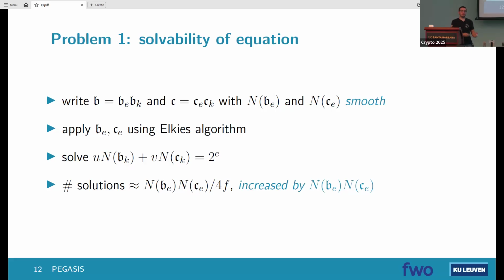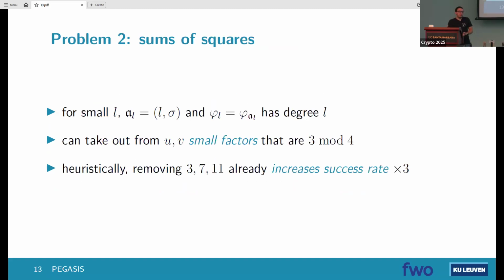So we multiply the number of solutions that we can expect by the number of factors that we can take out. And this is already quite a big difference. However, we still have the second issue, namely that we need the u and v that we can find from the equation to be expressible as a sum of two squares.